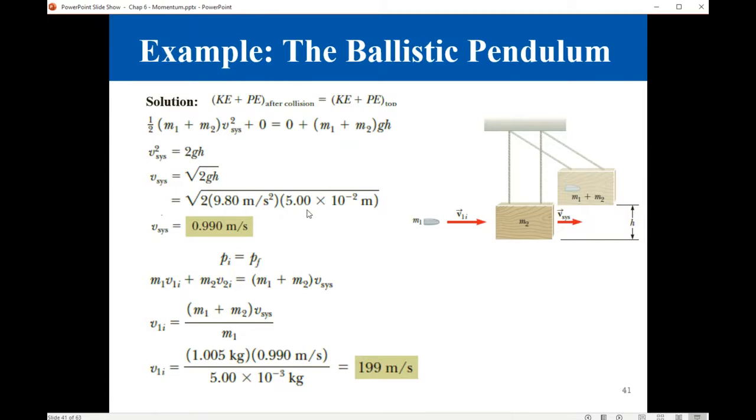We have to change from centimeter into meter. So now we know the velocity for the system that includes the block and the bullet. Okay, 0.99 meter per second.